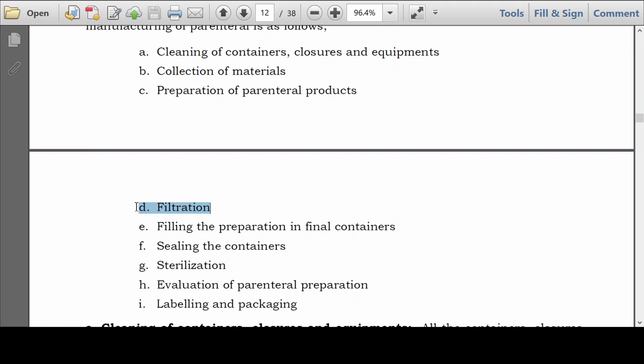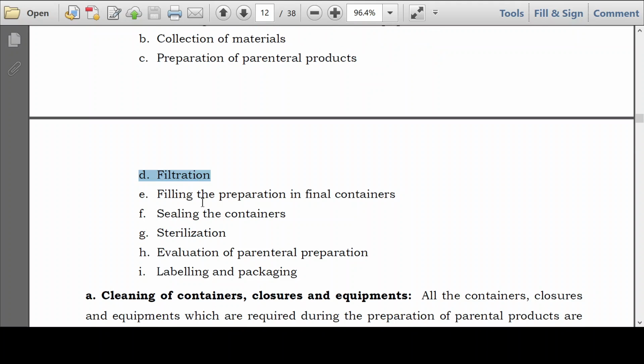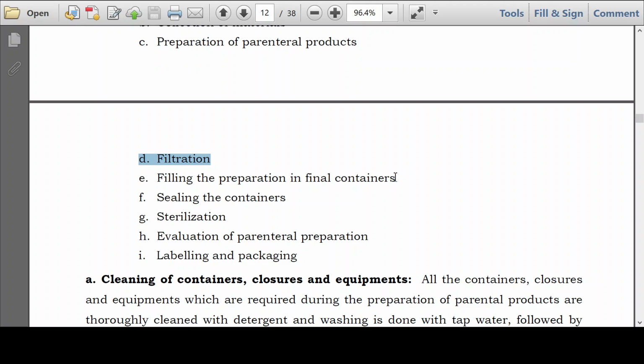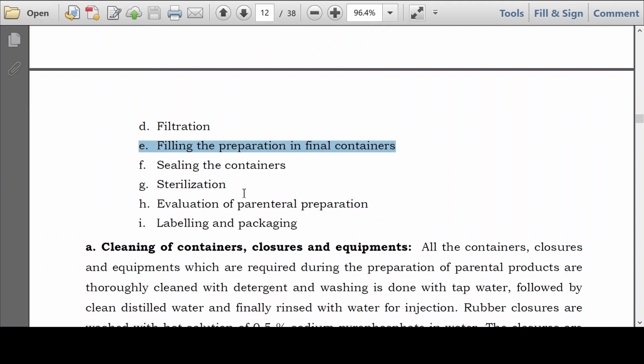The next step is filtration. Filtration is basically carried out to get rid of foreign particle contamination. Then the next step is filling. In the filling, the prepared formulation is filled inside the container, like an ampoule, vial, or large volume parenteral container. Then sealing of the containers. Containers are sealed to avoid further contamination or further deterioration of the product. Then sterilization. After filling and sealing of the container, sterilization is carried out. Such kind of sterilization is called terminal sterilization.